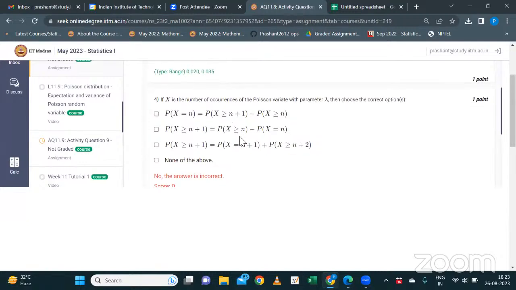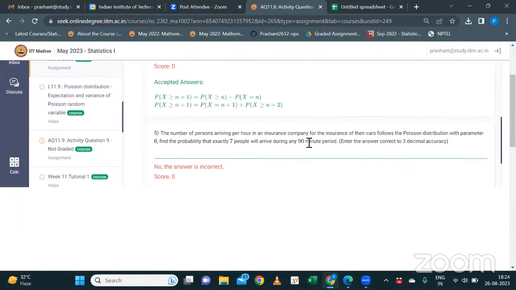This fourth question is easy. You can just apply the PMF of the Poisson distribution and you will get the answer. Let me come to question number 5. I think this will help you a little bit more.